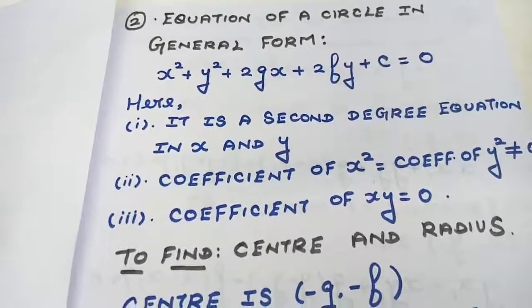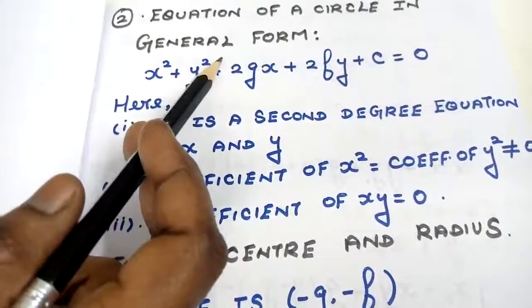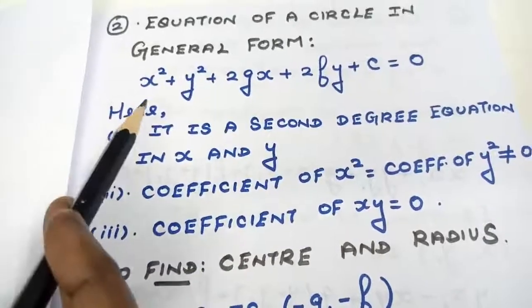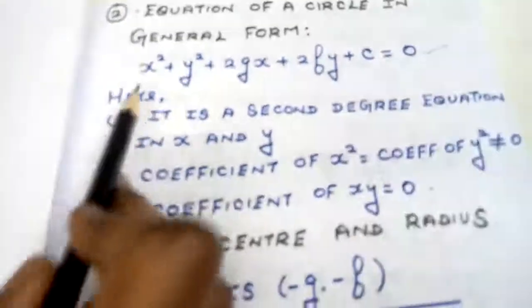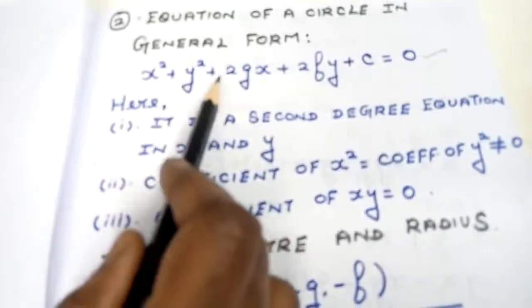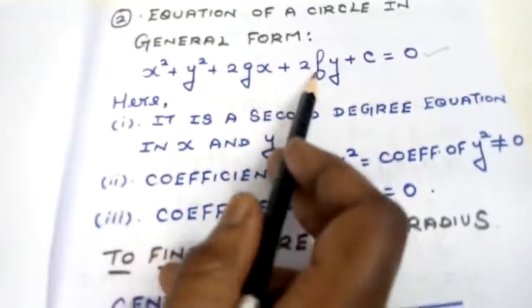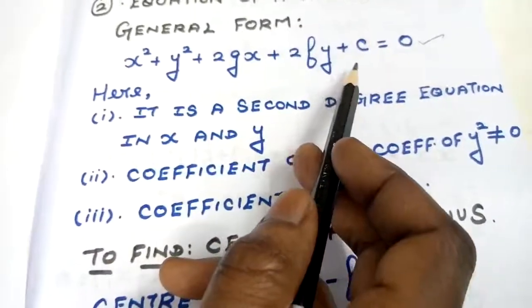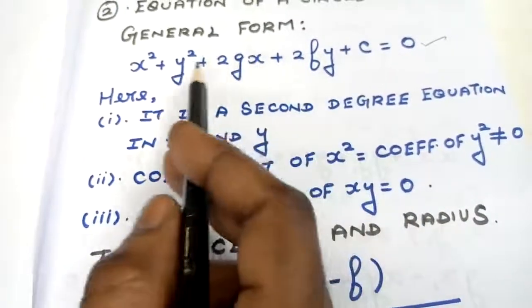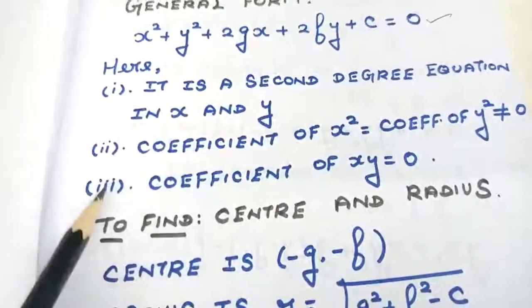Second one, equation of circle in general form. For equation of circle in general form, they are giving you this as a formula, students, that is x square plus y square plus 2gx plus 2fy plus c equal to 0. You have to be clear with these equations. For this particular equation, we are going to have three characteristics.